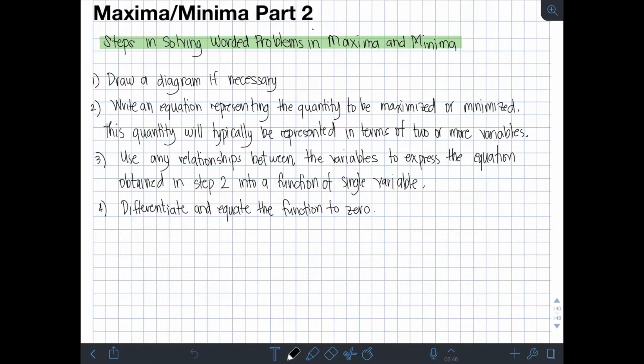So, sabi, draw a diagram if necessary. Write an equation representing the quantity to be maximized or minimized. This quantity will typically be represented in terms of two or more variables. Use any relationships between the variables to express the equation obtained in step 2 into a function of single variable. Differentiate and equate the function to 0.